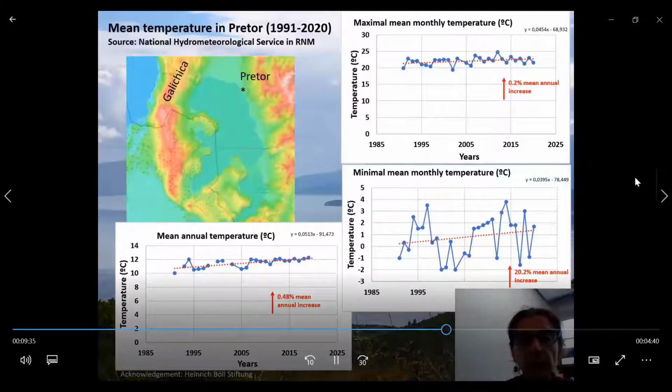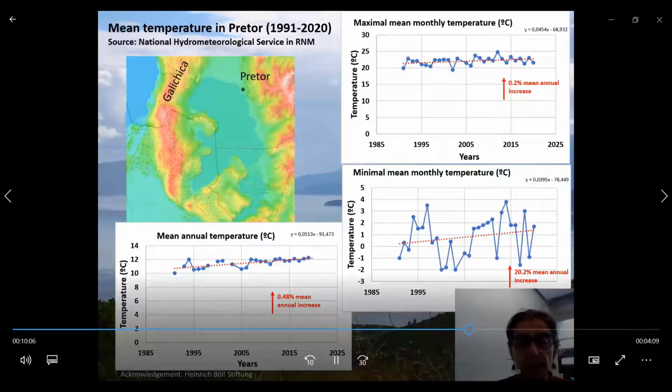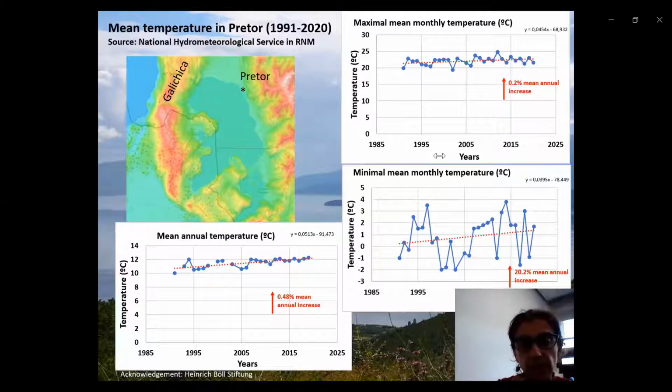We asked for information from the National Hydrometeorological Service in Macedonia to see whether there is a correlation between these changes in the water level of Lake Prespa and temperature and precipitation. So I'm going to show you data about two places, two sites on the shore of the lake. One is Pretor. Pretor is here in the northeastern part of the lake. From Pretor, we have temperature and precipitation data that I'll show you now. So we have been given the mean temperature values since 1991.